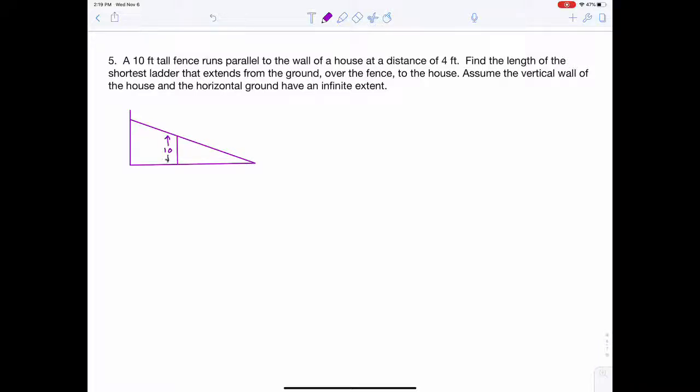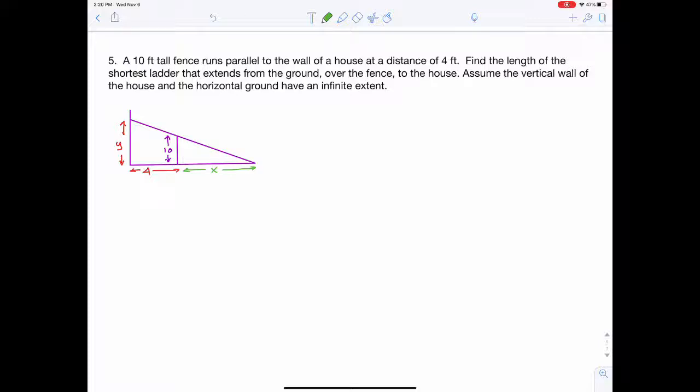Things we don't know: how tall the building is. In other words, I don't know what this is, so I'm going to call it Y. And what else don't I know? I do know that the fence is 4 feet away from the wall. So that's 4 feet. What I don't know is how far from the fence the end of the ladder is. So I'll do this in green to differentiate it, and call this distance X.